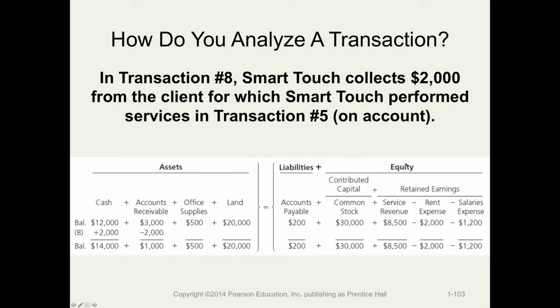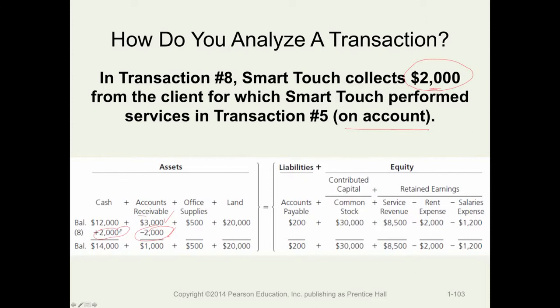In transaction 8, the company will collect $2,000 from the client where they had performed services of $3,000. These were credit sales on account. So the accounts receivable was $3,000. Now we're going to collect $2,000. So we increase the asset cash and we reduce the asset accounts receivable.